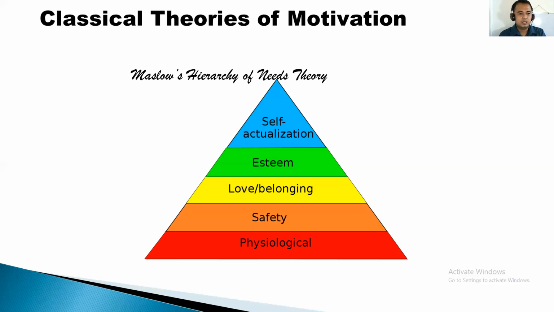So at the self-actualization level, you already have your esteem needs, your love, belongingness, safety, and physiological needs, all in one. Before you can reach the top, you already have those at the bottom. That is from Abraham Maslow.